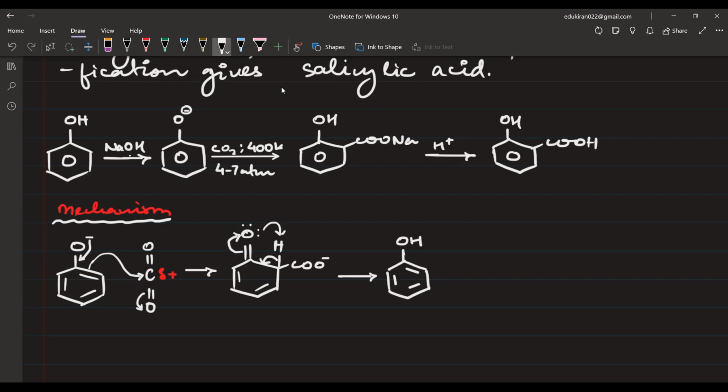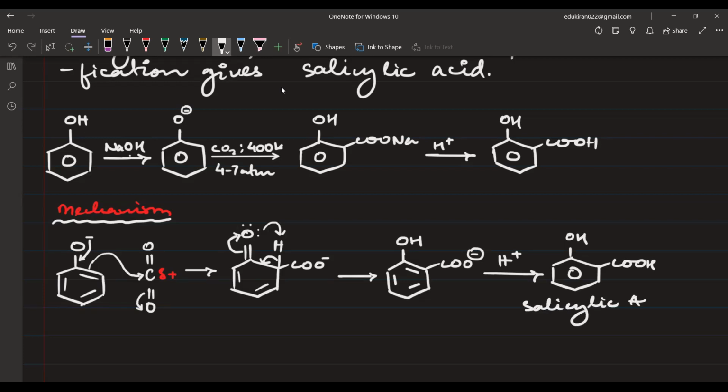And here the pi bond between oxygen and carbon is breaking. This pi electron is going to the oxygen atom, and this carbon is getting a pi bond from the electron given by the hydrogen atom. And here we have COO negative as it is. Now when we have COO negative, there will be Na positive here and there, but we don't write it. After that, you add H plus and you are going to get OH, COOH. So this is salicylic acid. And what other name can we write for this? It is 2-hydroxybenzoic acid.